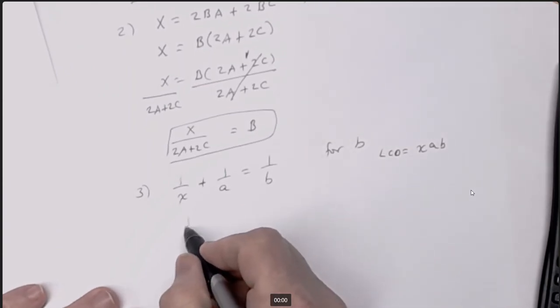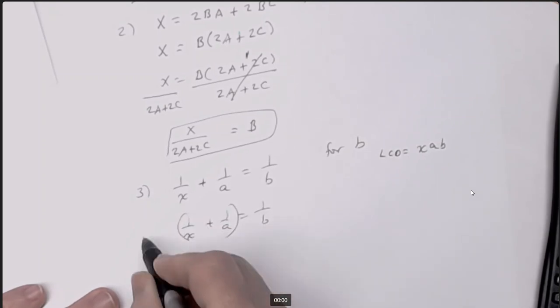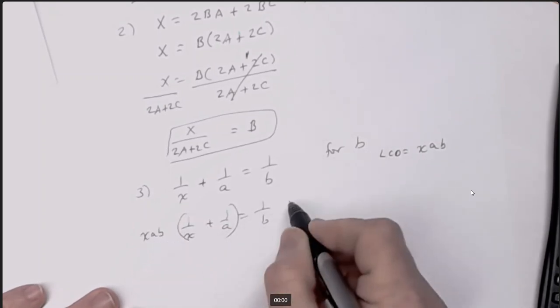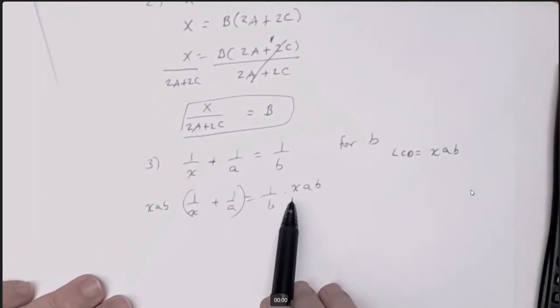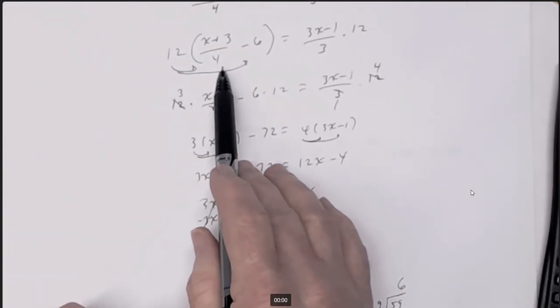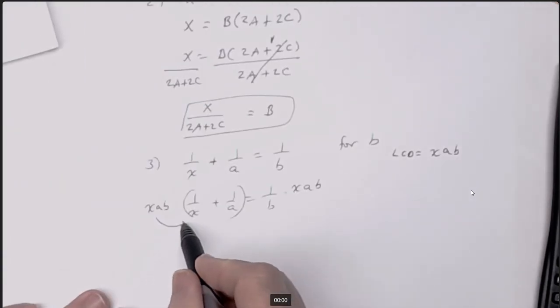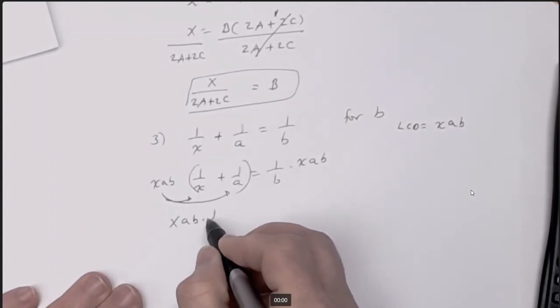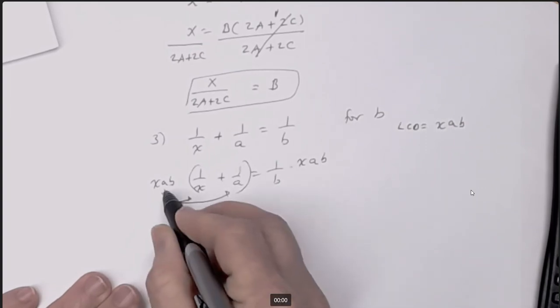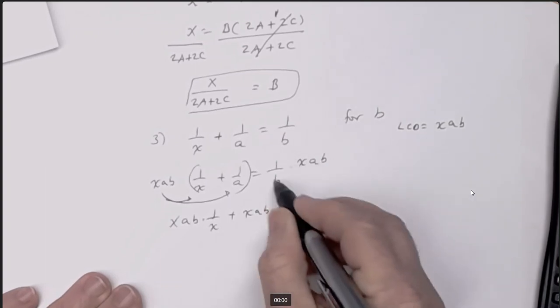It's not that difficult. So you're going to say times xab, times xab. What you do to one side, you do to the other. Just like I did this one, I then did the distributive property. Do the same thing here. This times this, this times this. So xab times 1 over x plus xab times 1 over a equals, and then you're going to rewrite this over, 1 over b times xab.